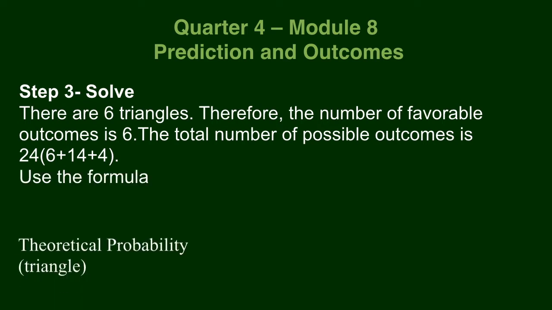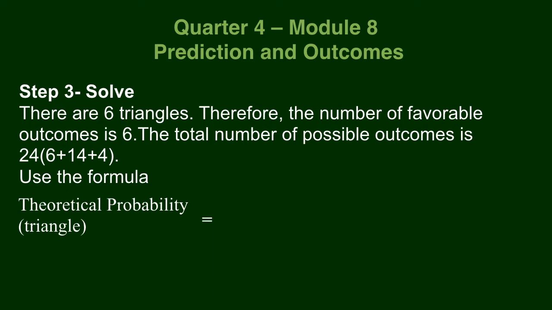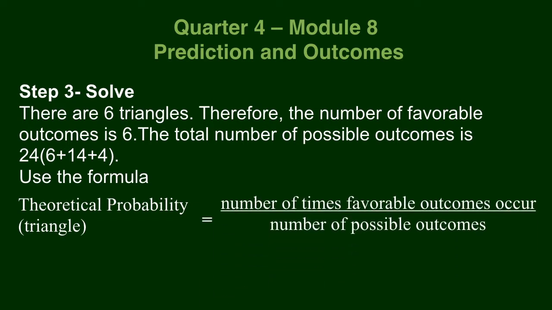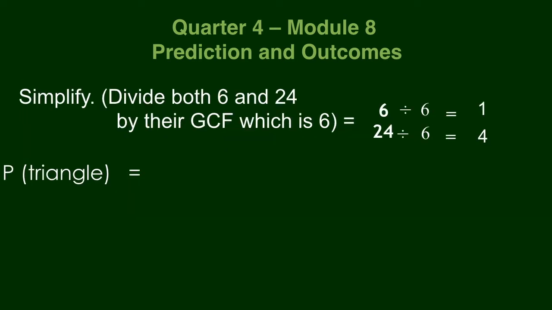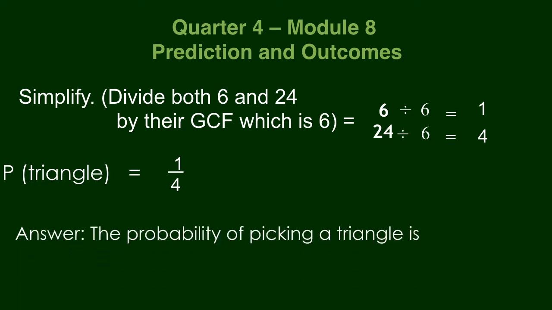We will use theoretical probability formula in solving the problem. Theoretical probability of a triangle is equal to the number of favorable outcomes over the number of possible outcomes. So we have the probability of a triangle is equal to 6 over 24. Next, we have to simplify. Divide both 6 and 24 by their GCF, which is 6. So 6 divided by 6 is equal to 1, and 24 divided by 6 is equal to 4. So the P of triangle is equal to 1 over 4. So the answer is the probability of getting a triangle is 1 over 4.